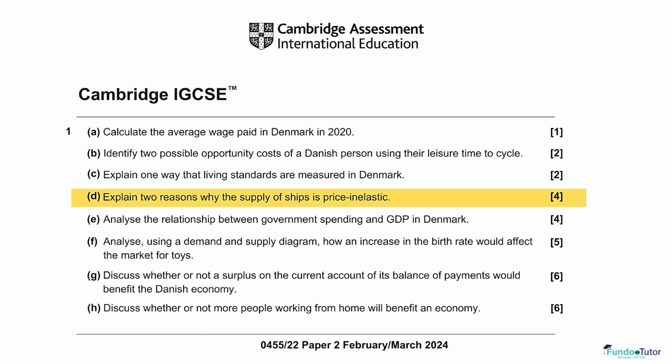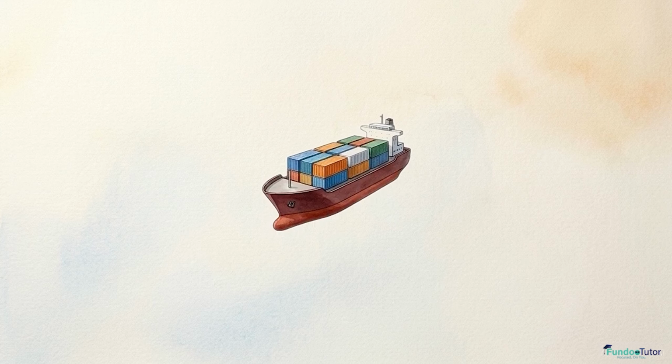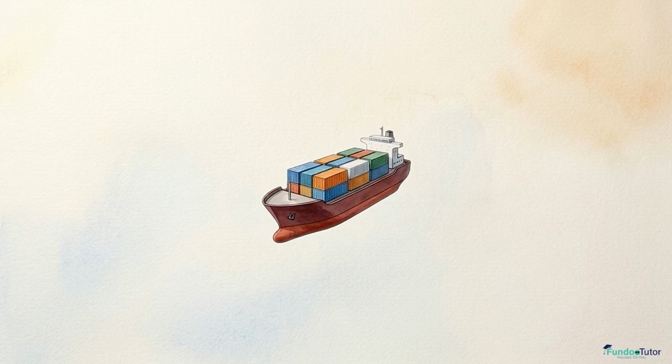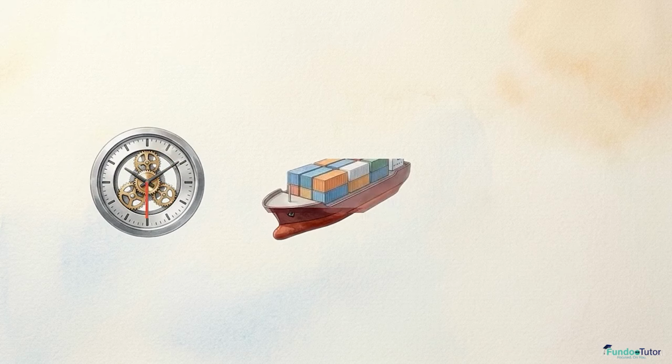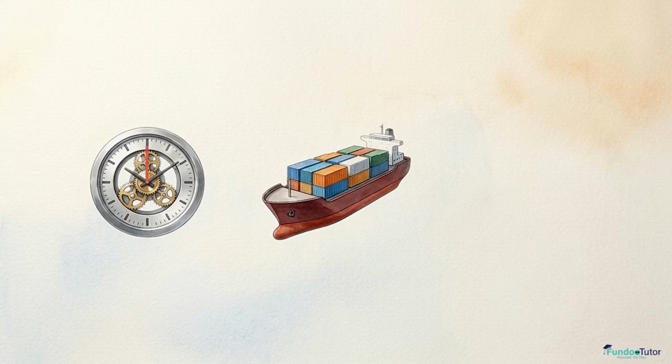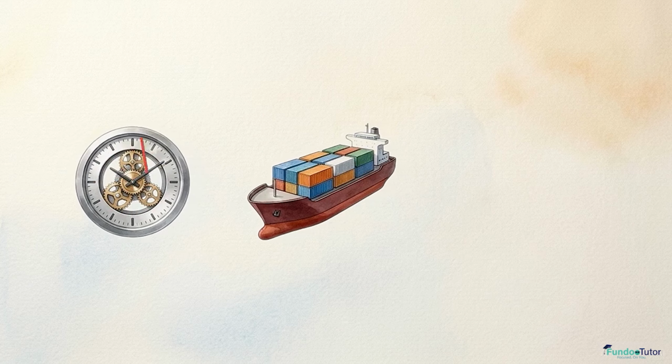Question 4 asks for 2 reasons why the supply of ships is price inelastic. You cannot use generic textbook theory here. You must tether your economic reasoning directly to the physical realities of shipbuilding. The first reason is production time. Ships take years to construct, meaning builders simply cannot adjust their output quickly enough to meet a sudden spike in market prices. The second reason is storage.